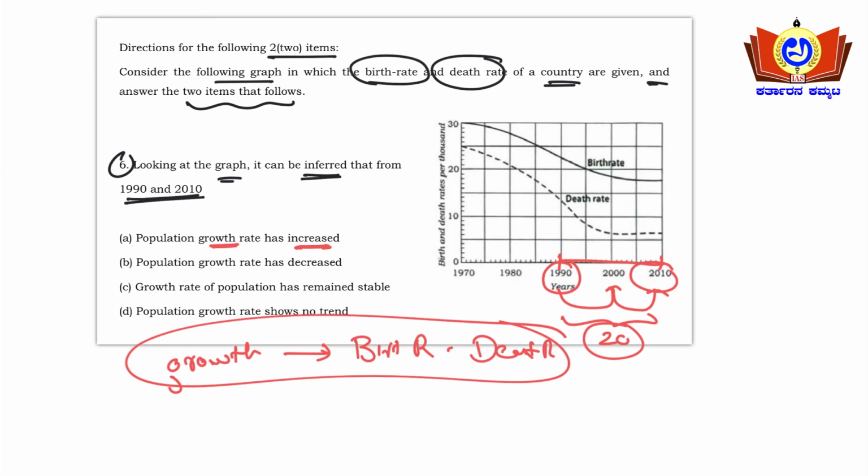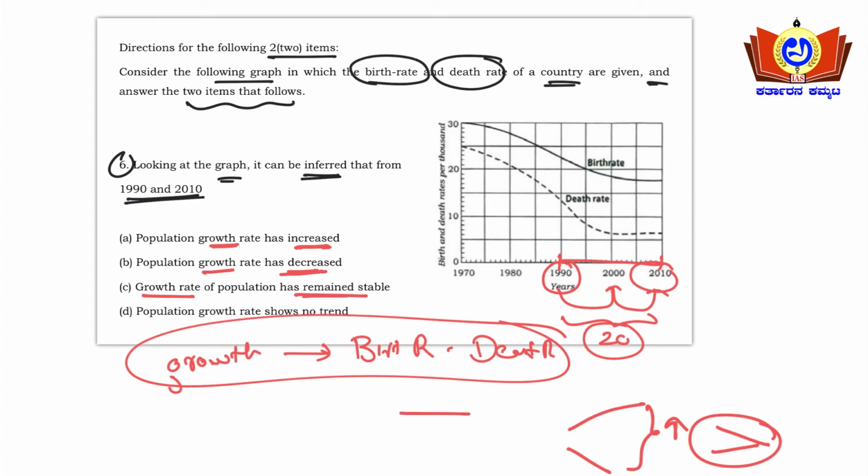If population growth rate has been increased, then birth rate should be higher and death rate should be lower. If population growth rate has been decreased, it means the birth rate will be decreased and also the death rate will be increased, then only the population growth rate will be decreased. Growth rate of population has remained stable means birth rate and death rate are almost stable here. The difference between the two will be similar for the concluding decades here. And option D is population growth rate shows no trend here.